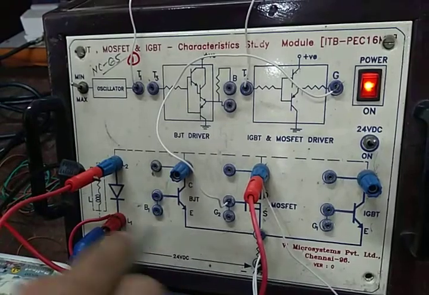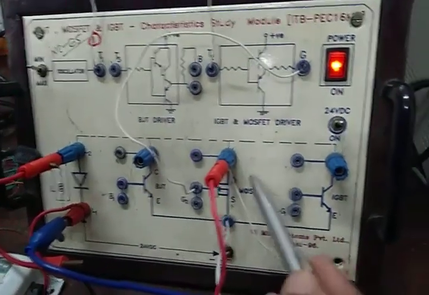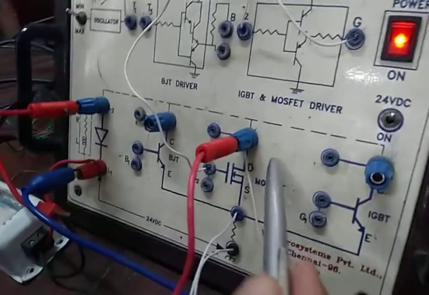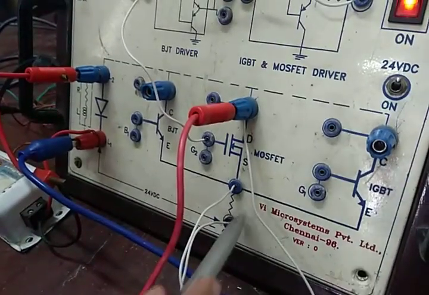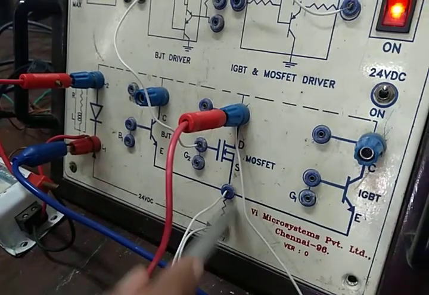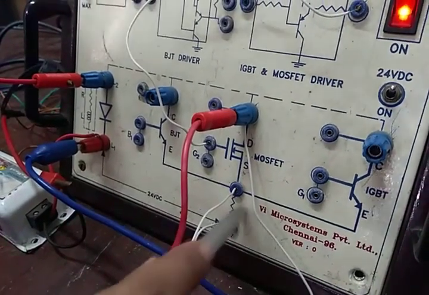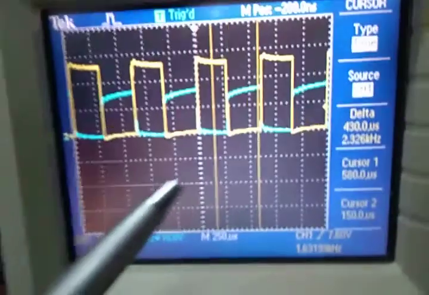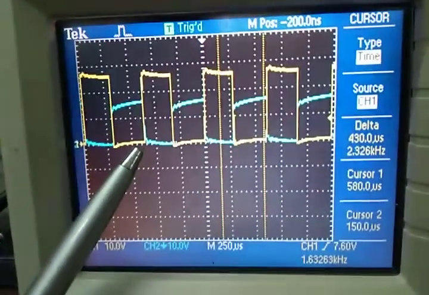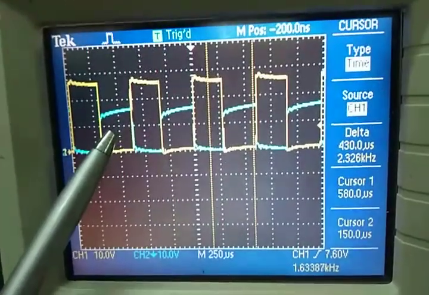So this is the circuit we are going to connect, and as a result we have to take the observation of the voltage across this MOSFET and the current flowing through this MOSFET, which we will trace across this resistance, because the voltage drop across this resistance is nothing but the current flowing through the MOSFET. So that we have taken on the DSO. You can see here for the MOSFET, the yellow characteristic is the voltage across the MOSFET, and the blue one is the current flowing through the MOSFET.